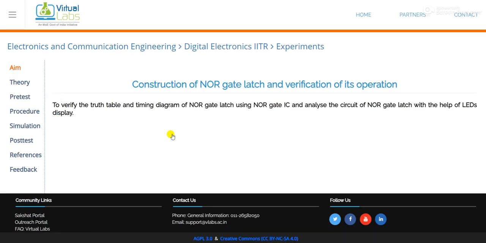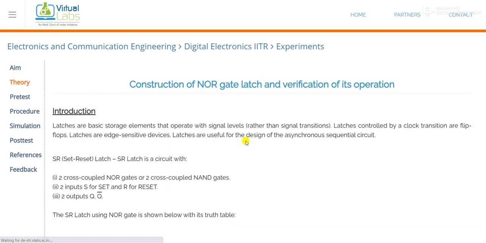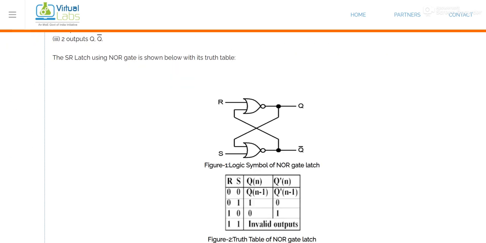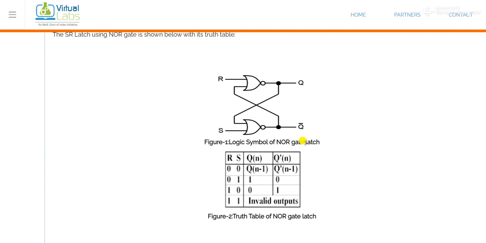So click on this. For theory, click on the theory option. Okay, so this is the circuit of the NOR gate latch. So in theory we have already covered that we can design our latch with the help of two types of gates that are universal gates. One is NAND and the second one is NOR. So if we are designing our latch with the help of NAND, then it will be called a NAND latch, and for NOR it will be a NOR gate latch.